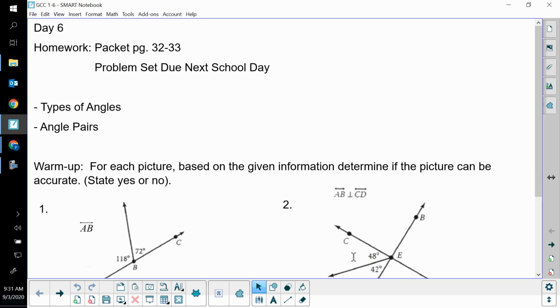All right, welcome to day 6. Couple things to think about for homework. You got your regular homework packet, pages 32 and 33. And if you have not done your problem set yet, the problem set is due next class period.